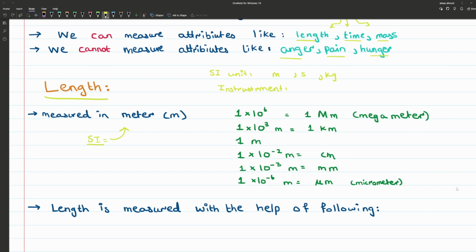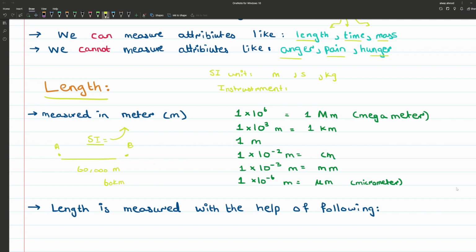After they decided meter to be the SI unit of length, there was another problem of how they would represent very large lengths or very small lengths. For example, if the distance between two towns A and B is 60,000 meters, that is a very big number, and it is very hard to represent if you want to tell someone again and again. So rather than saying 60,000 meters, we just simply say 60 kilometers.